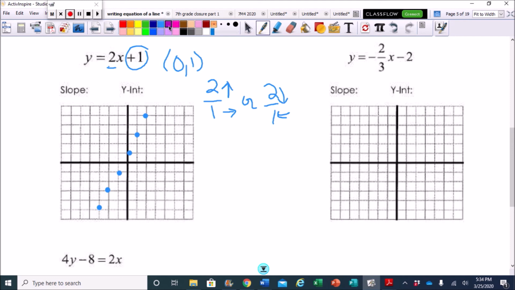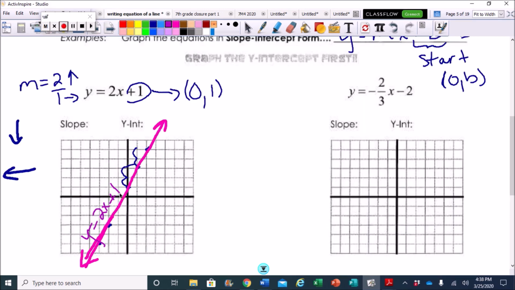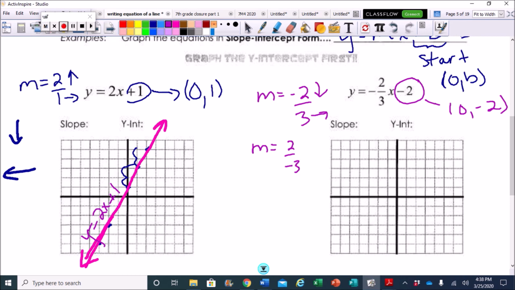So now I use a straight edge. I connect my points. And I write my equation on the line of y equals 2x plus 1. Now the next one. I start at negative 2, so that's (0, negative 2). And my slope is negative 2 over 3. So that means I've got to go down 2 to the right 3. That's also the same thing as 2 over negative 3, which is up 2 to the left 3.